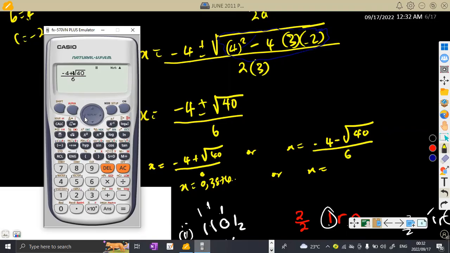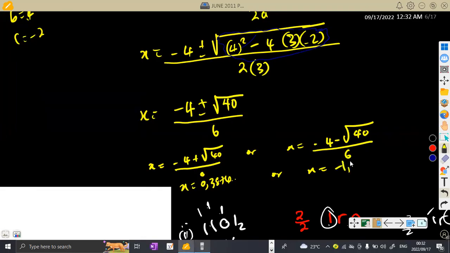Okay, so we need a minus. So this will be -1,7, 207, something like that. So therefore, x is equal to 0,387, or another x is equivalent to -1,72. So it's going to be -1,72. That is to 2 decimal places.